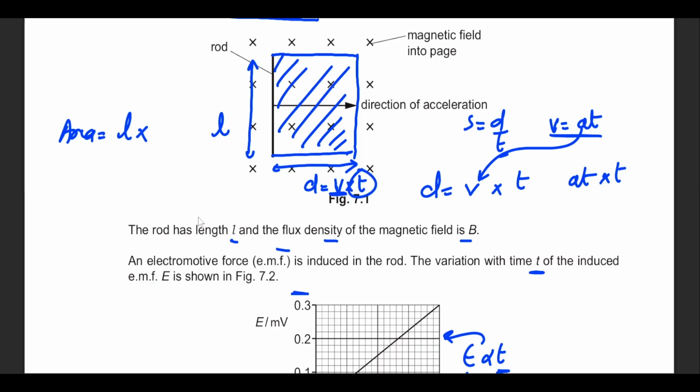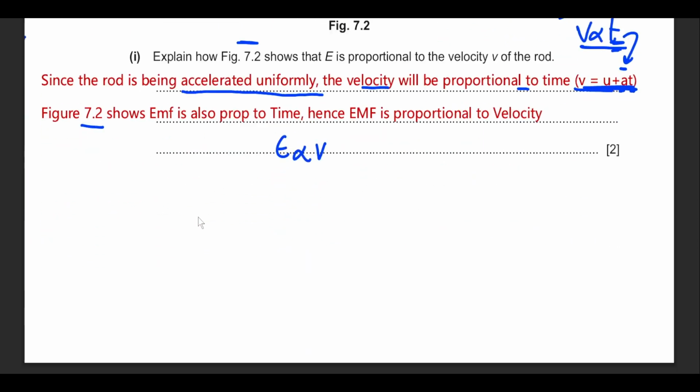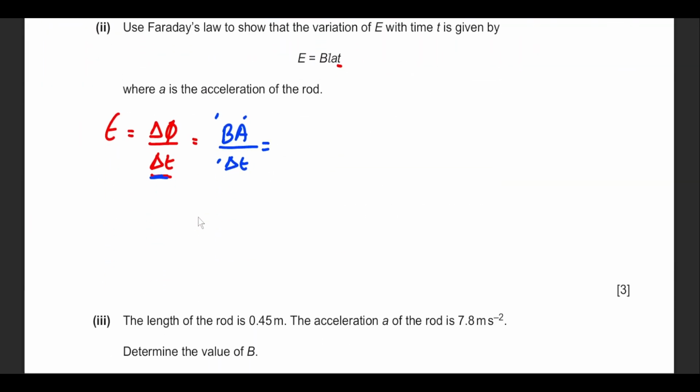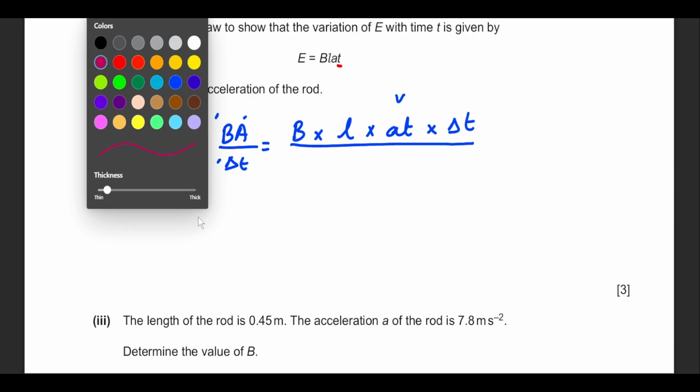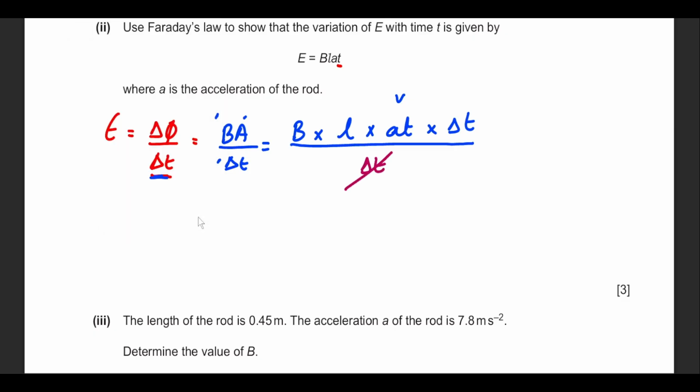And this T is definitely the time spent in that magnetic field, or the change per second. So this will be L multiplied by AT multiplied by delta T. Now this is the cross-sectional area. Let's take it back to this. This will be B multiplied by L multiplied by AT for the velocity's sake, multiplied by delta T spent in that time duration, divided by delta T still. So delta T cancels out with delta T. You're left with BLAT, that's given in the question.